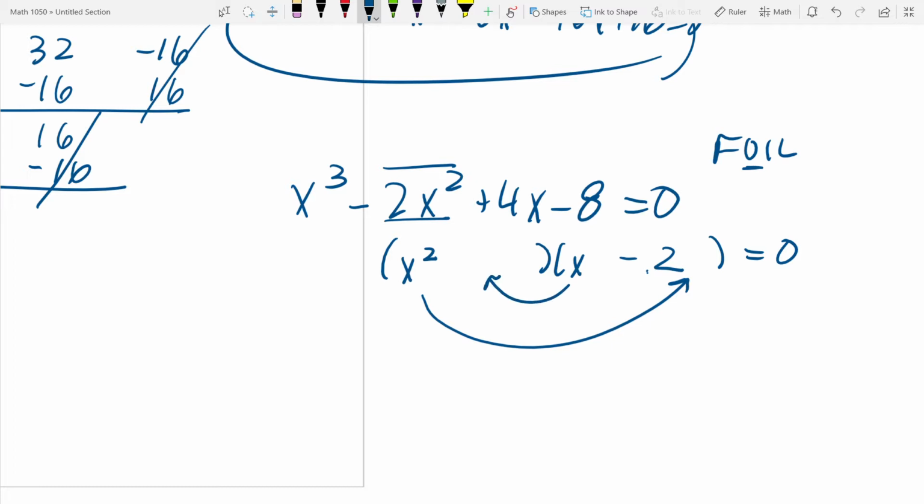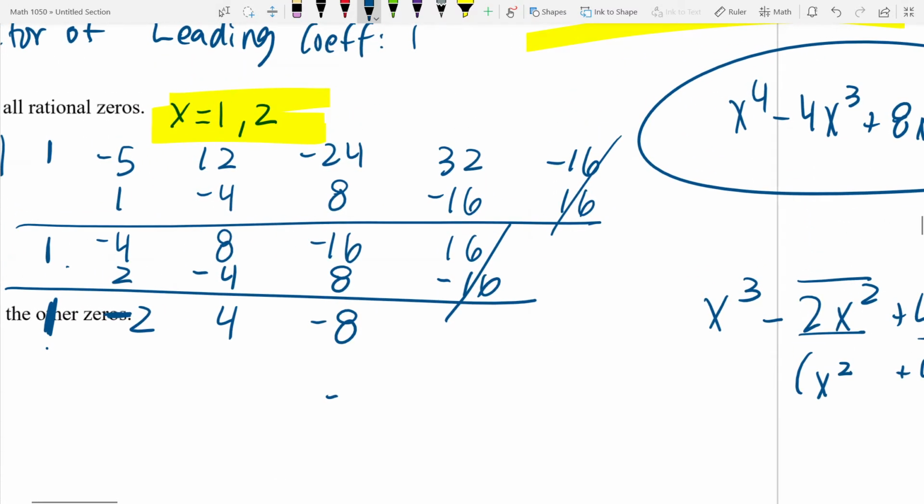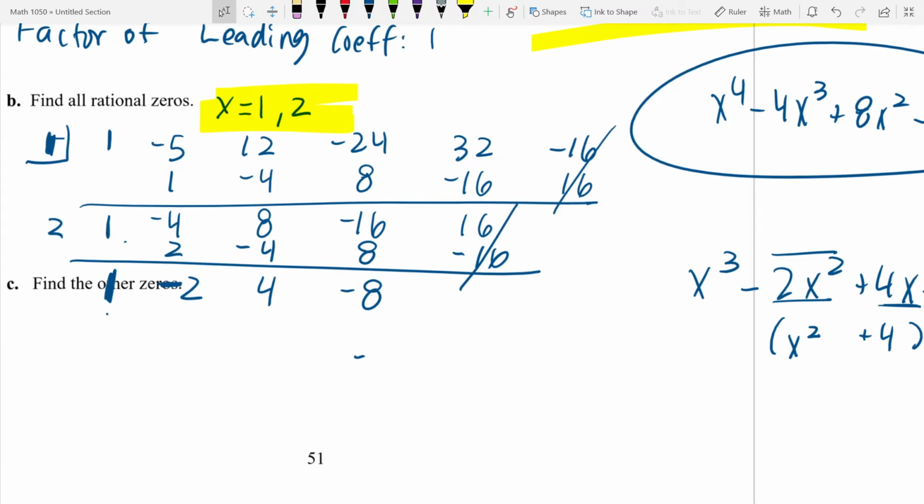Whatever goes here is going to be multiplied by the x. And I need a 4x. So everybody tell me what goes there. Plus 4. Yep. And 4 times negative 2 is negative 8. So I know it's totally working. Okay? Now, this x minus 2 gives me a 2, but I already have that written down right there. So we're good to go.